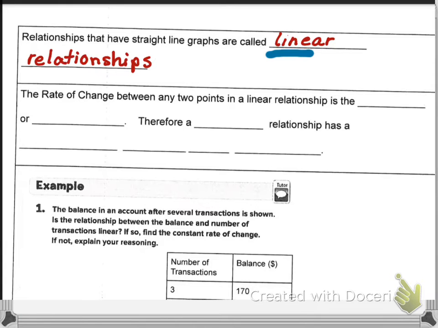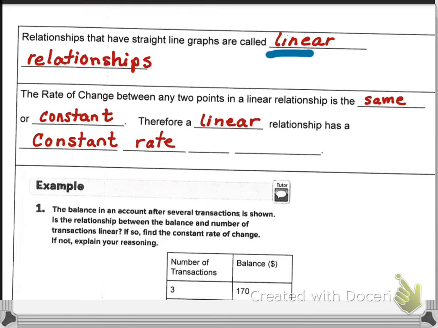The rate of change between any 2 points in a linear relationship is the same. So any 2 points, that relationship stays the same, or constant. Constant is a fancy word for stays the same. Therefore, a linear relationship has a constant rate of change. Now that means that the relationship stays the same throughout.